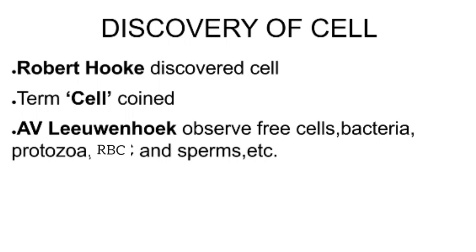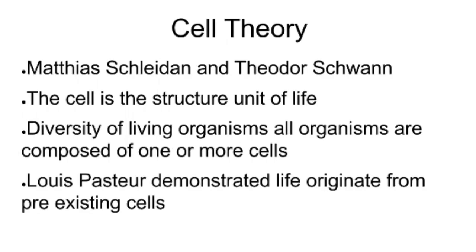And next is A. van Leeuwenhoek. He's a Dutch merchant in 1683. He was the first to observe free cells, that is bacteria, live cells we can call, RBCs and sperms, using his homemade microscope. Next is Robert Brown. In 1831, he discovered the presence of a small rounded body within the cell of orchid roots, which he termed as the nucleus.